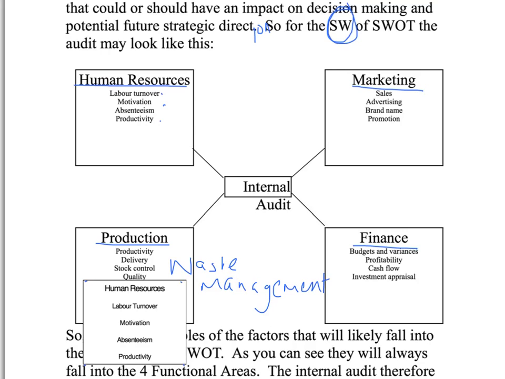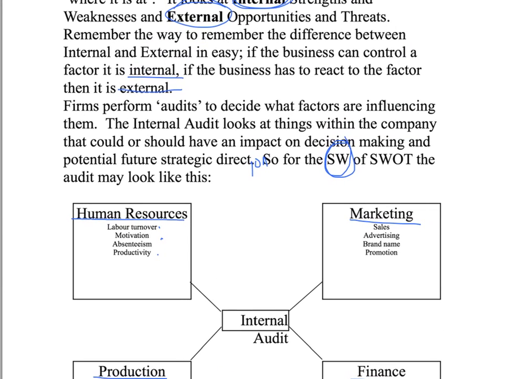And what about finance then? So what are our budgets like? Do we have a strong budgeting or are we not very good at budgeting? Are all our variances positive or are they negative? Favourable or adverse? What's our profitability like? That's where the ratios that you've been doing with Miss Henderson look at. Same with cash flow. Investment appraisal is something you'll come on to do with Miss Henderson. But if we're buying something, will it pay us back? So that's what we mean by an internal audit.